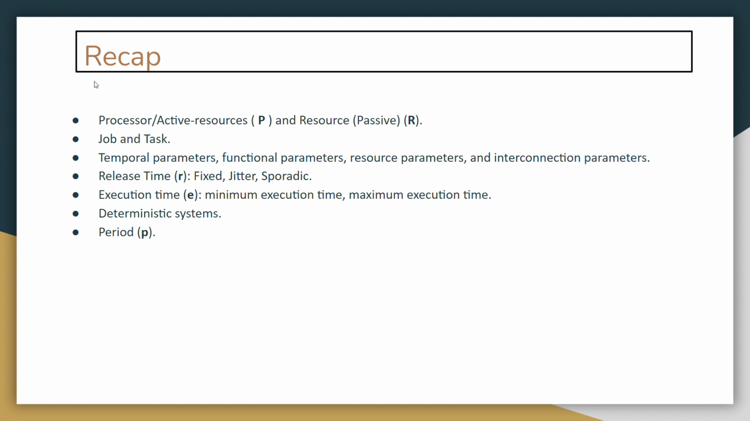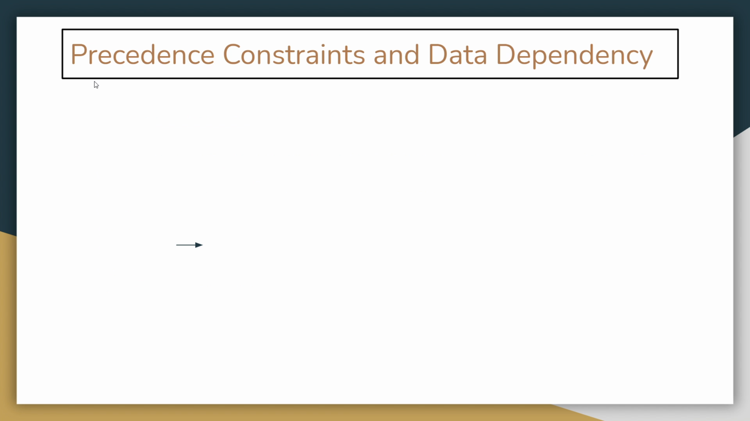So there is period P with respect to a periodic task and phase phi, and we saw what is hyper period, and you have a set of tasks. Hyper period is the least common multiple of the periods of all the tasks. Then we saw aperiodic and sporadic task.